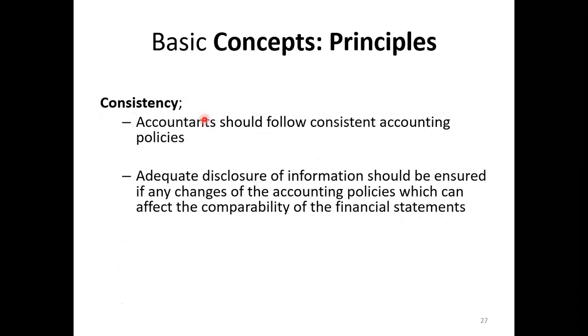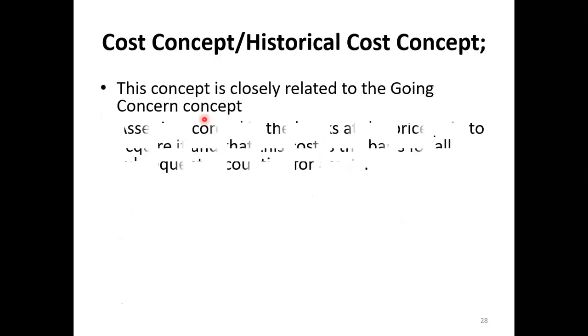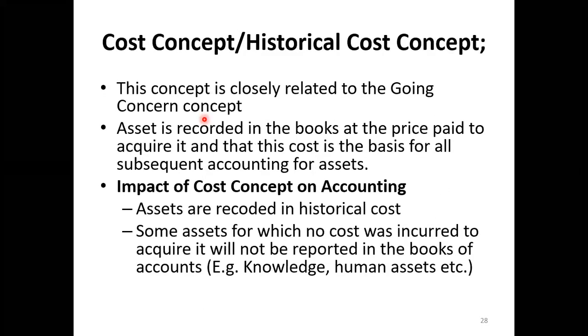Accountants should follow consistent accounting policies. Adequate disclosure of information should be ensured if there are any changes of accounting policies which can affect the comparability of financial statements. This concept is closely related to the going concern concept. An asset is recorded in the books at the price paid to acquire or purchase it, and this cost is the basis for all subsequent accounting for the asset.